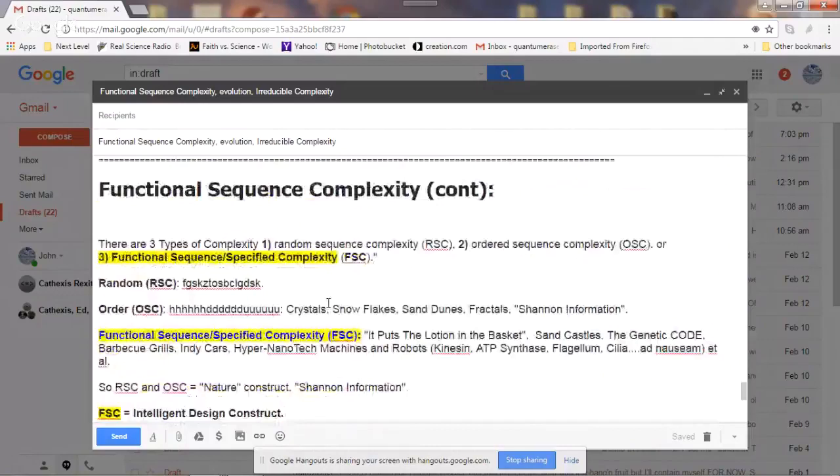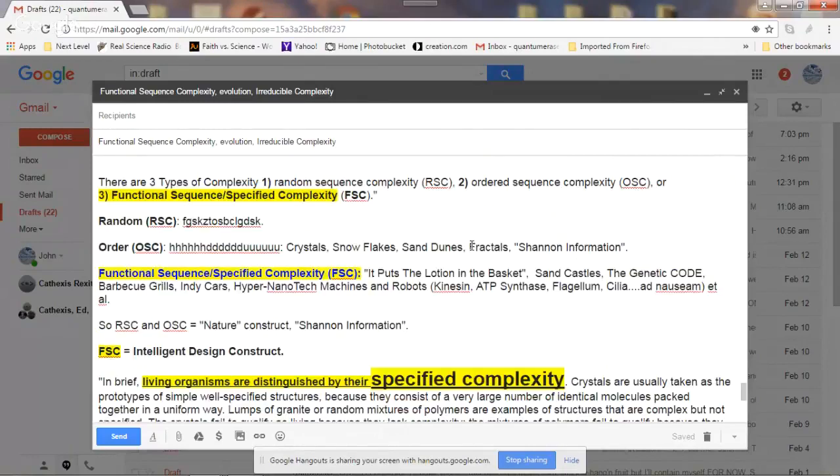All right, let's get specific here. Functional sequence specified complexity continued. There are three types of complexity. Number one, random sequence complexity, number two, ordered sequence complexity, and number three, functional sequence specified complexity. We call it FSC. Random, it's just like how it sounds. You throw them up against a dartboard and that's what you get. So this is a good example of random.